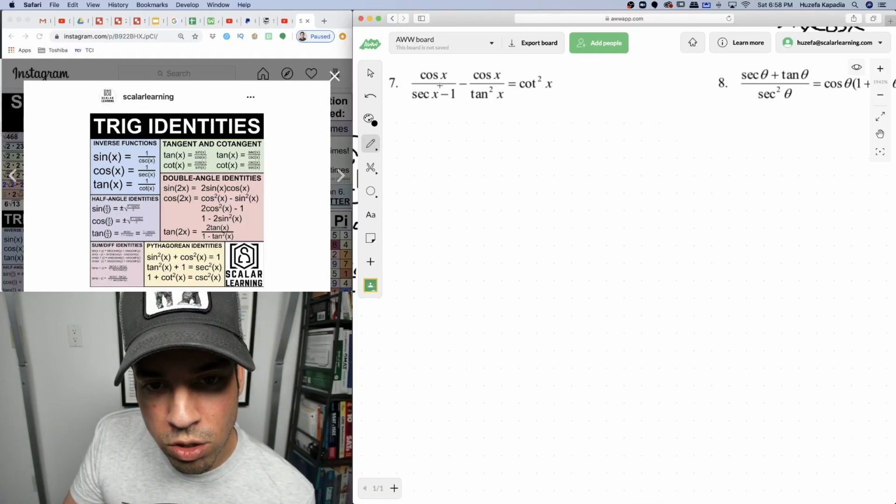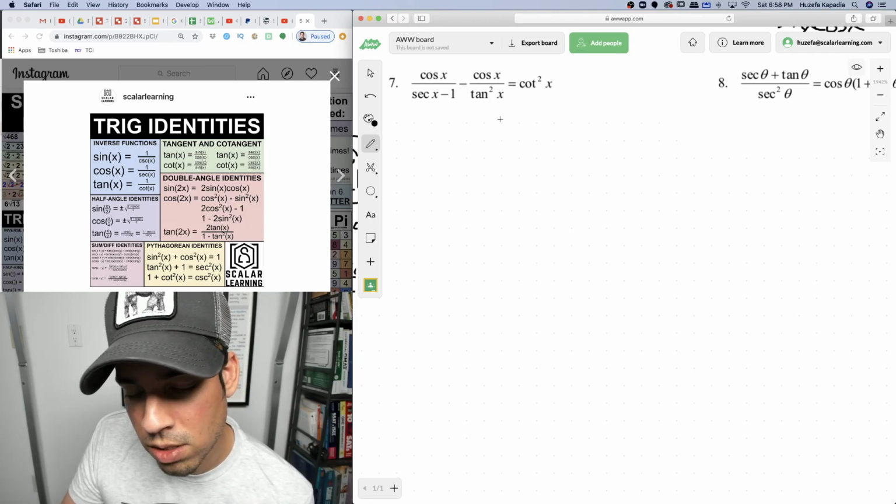Now we come to number 7, cosine of x over secant minus 1 minus, all this craziness.